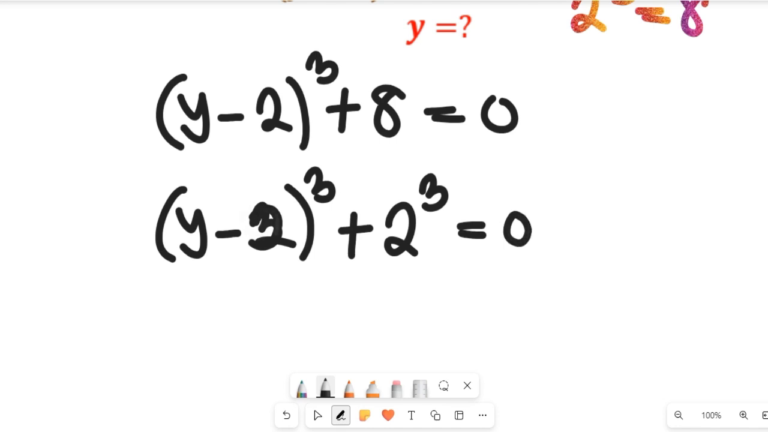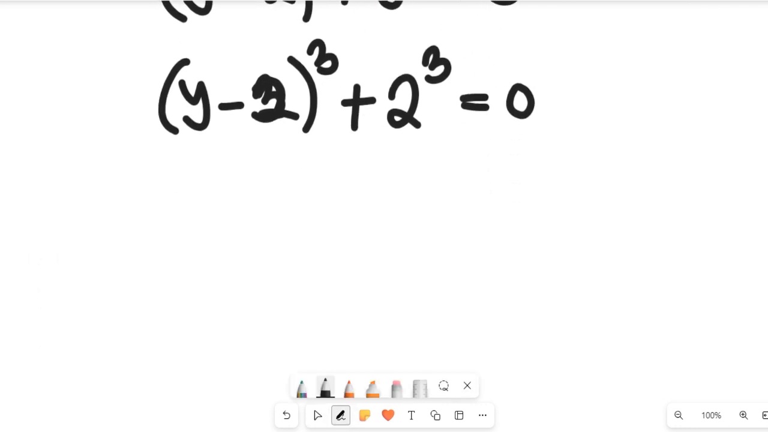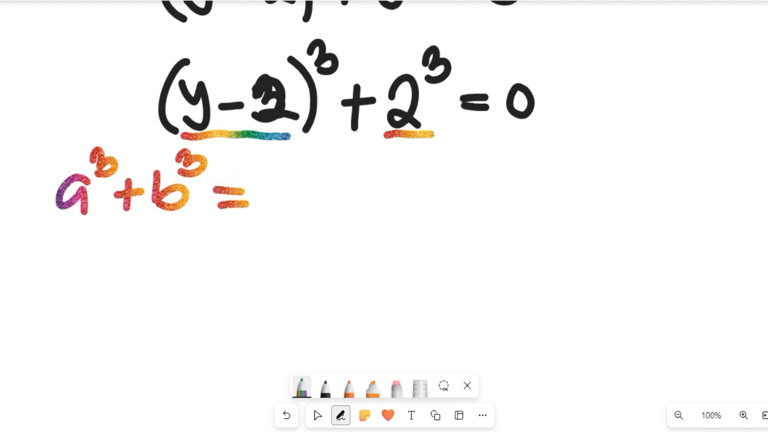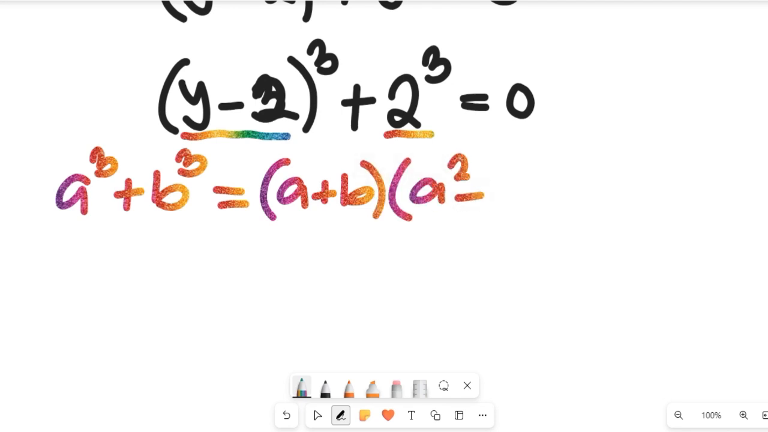Now, if you look at this expression very well, you come to see that it is similar to this algebraic formula, a to the power of 3 plus b to the power of 3, where this is a and this is b. And from that algebraic expression, this will give us a plus b, right? And we'll have a square minus ab plus b square. And from here, our a is equal to y minus 2, and our b is equal to 2.